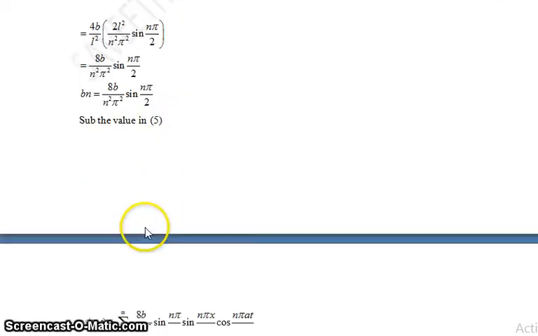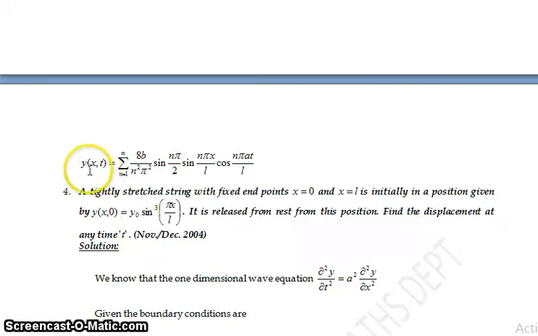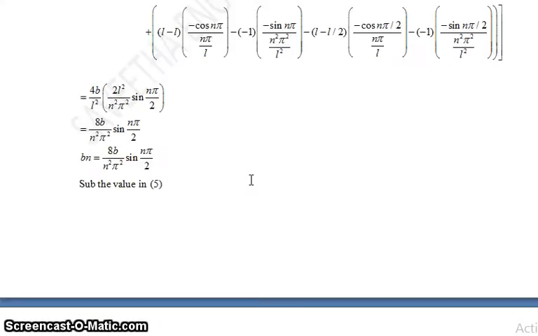Substitute this value in equation number 5. Therefore y of x comma t equals summation n equals 1 to infinity 8b divided by n square pi square sin(n pi by 2), then sin(n pi x / L) cos(n pi a t / L). So this is a very important problem.